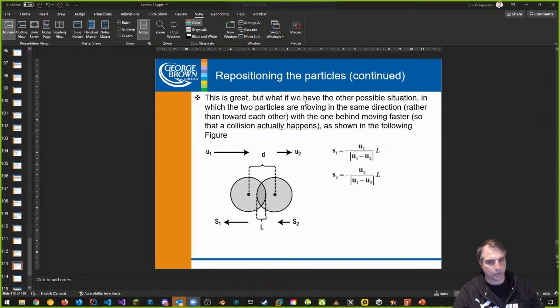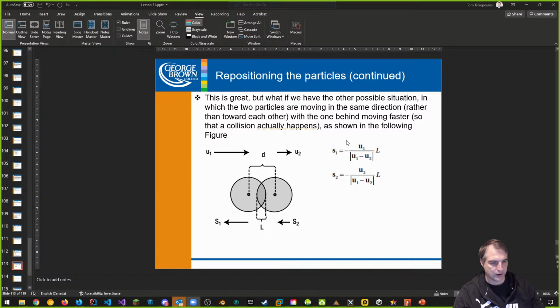So that's great, but what if we have the other situation in which the two particles are moving in the same direction rather than toward each other, all right? And with the one behind moving faster so that a collision actually happens as shown in this figure. So both are moving in the same direction, right? Where U1, which is the velocity of particle 1, is much greater than the velocity of particle 2. Again, we have this overlap, but now we have a different case.